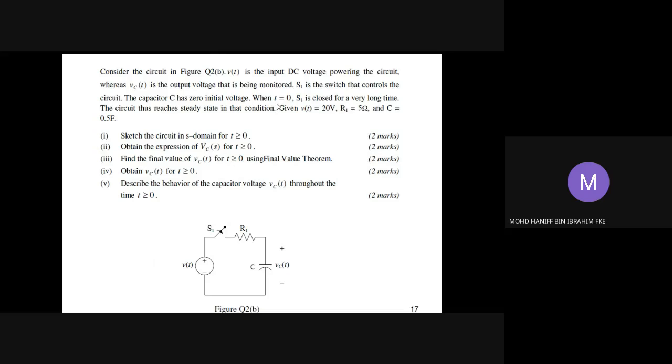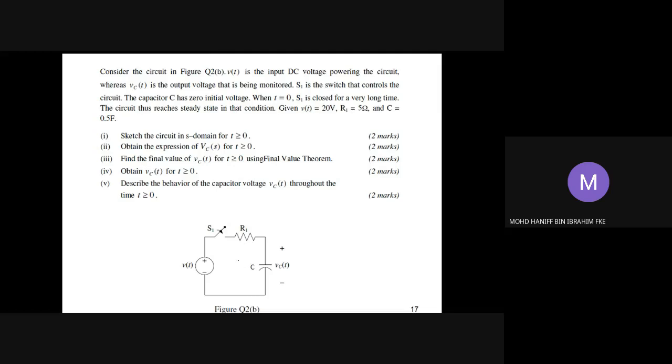When t equals 0, the switch S1 is closed for a very long time. So initially, the switch is open, and suddenly at t equals 0, the switch is closed, and the circuit reaches the steady state in that condition. It's given that the input voltage is 20 volts. R1 is 5 ohm. And then we have the capacitor C of 0.5 farad.